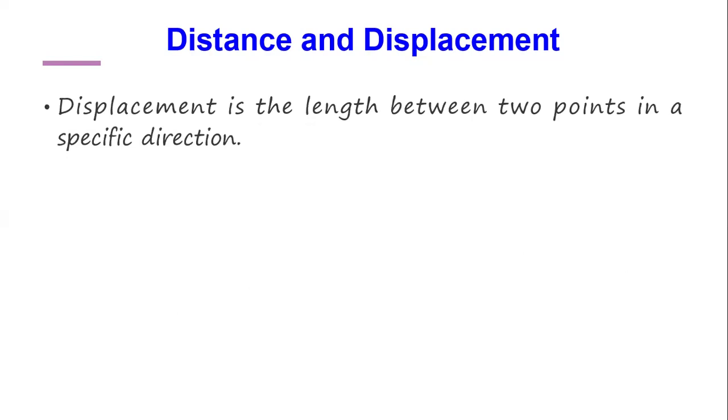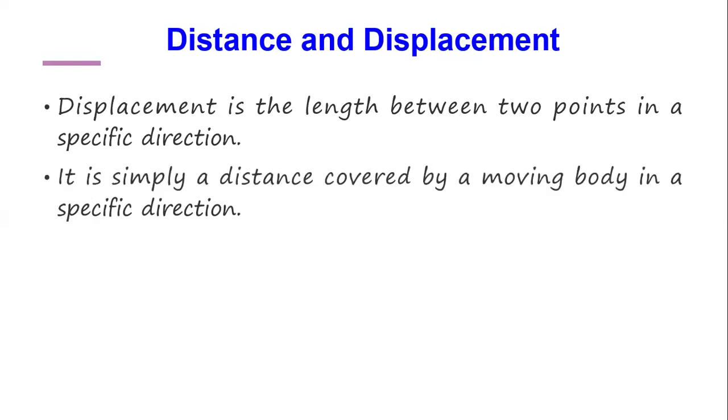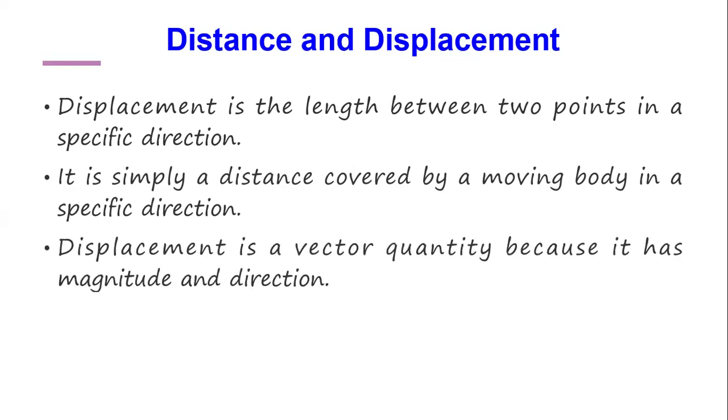Now, displacement is the length between two points in a specific direction. So the length observed when an object moves between two points in a specific direction is what we call the displacement. So displacement has a specific direction, compared to distance, which has no specific direction shown. So it is simply the distance covered by a moving body in a specific direction. That's what displacement is. Displacement is a vector quantity because it has a magnitude in a direction.